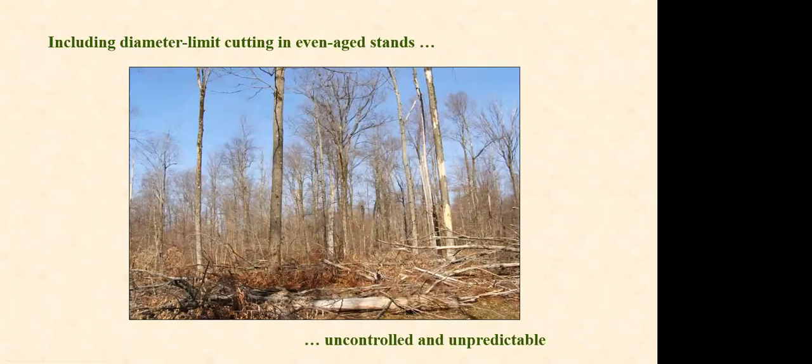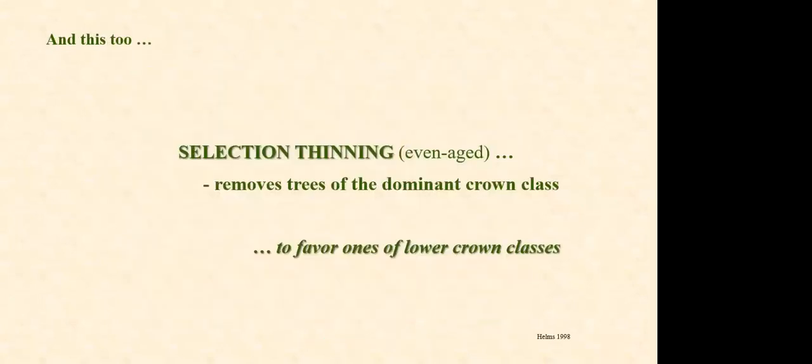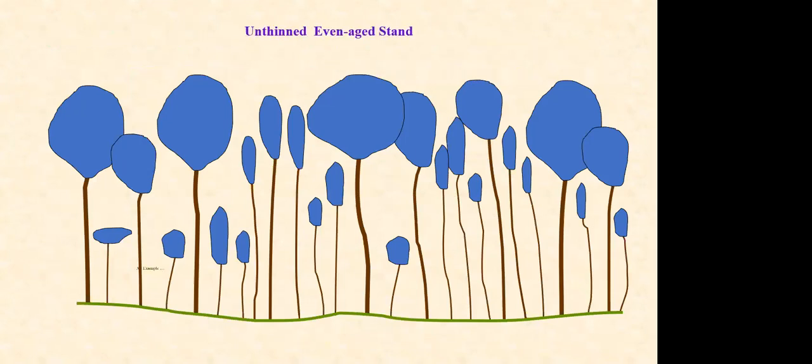That's uncontrollable and unpredictable what happens into the future. Now, in the literature about thinning, you find selection thinning defined. It's a bad name, but we have it. Selection thinning means you remove the trees of the dominant crown class, the larger diameter trees, to favor ones of lower crown classes, to favor trees that don't grow as well, is what it really means.